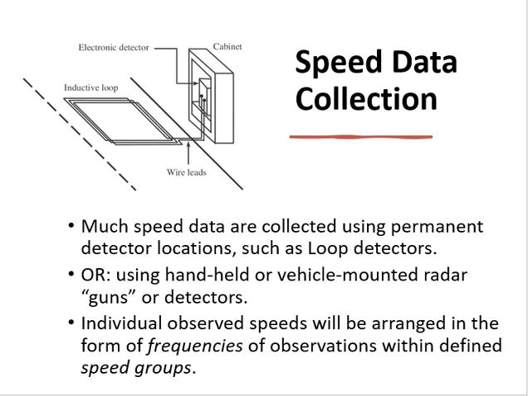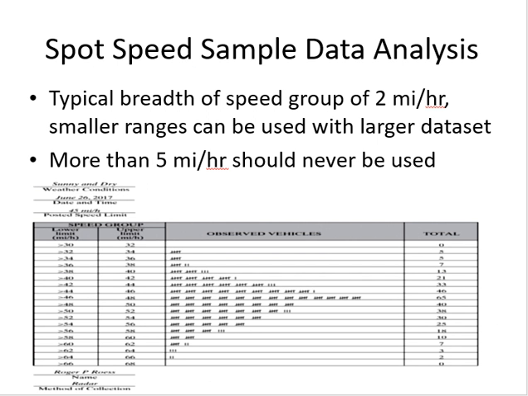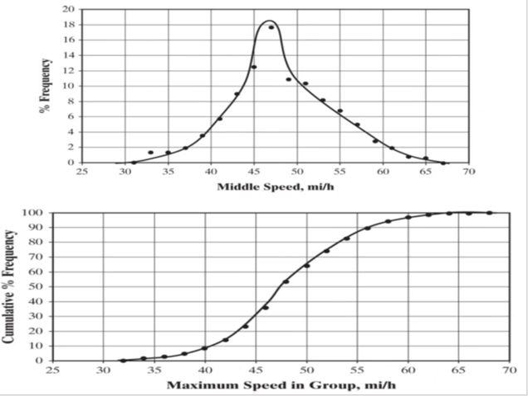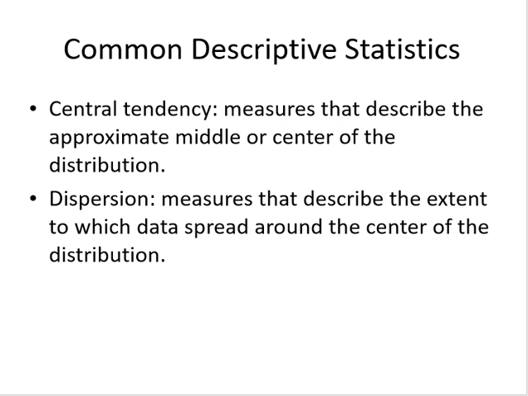You can do it manually or through detectors and counters. Once you have the data, you have to arrange it in the form of a frequency distribution. You select speed groups and write the frequencies with them. This is some basic calculation, calculating frequencies and so on. Then you can draw graphs, one for frequency and the other for cumulative frequency. Two types of statistics can be calculated for the data: central tendency and dispersion. Central tendency gives you the center, the dispersion gives you the variation.